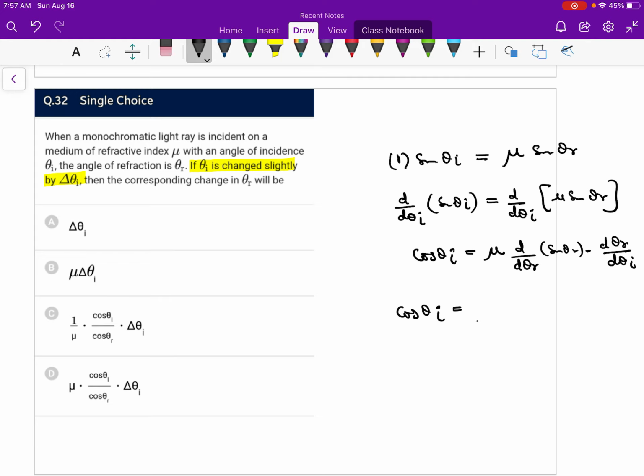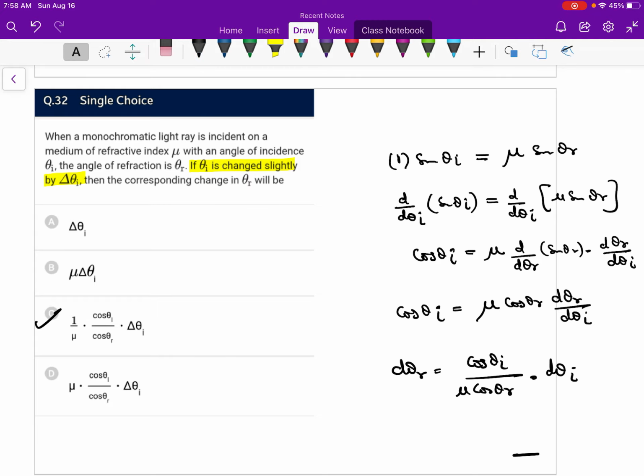So this is cos theta I is equal to mu, and this is cos theta r into d theta r by d theta I. So the change in angle of refraction d theta r is cos theta I upon mu cos theta r into d theta I. So this is 1 by mu, cos theta I upon cos theta r, into delta theta I. So C is the correct option. Okay.